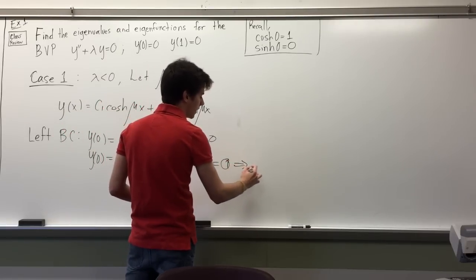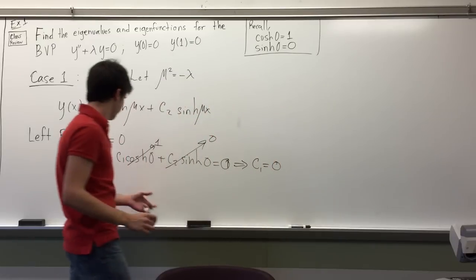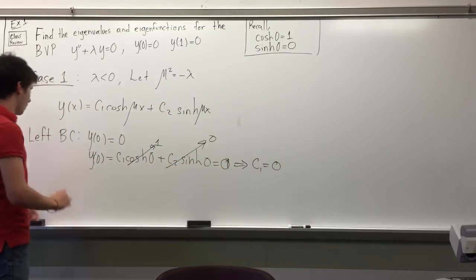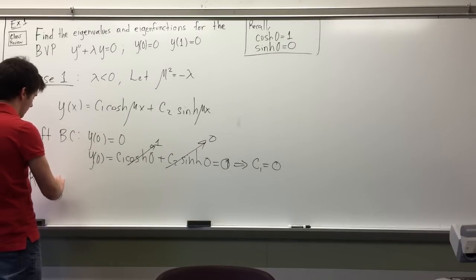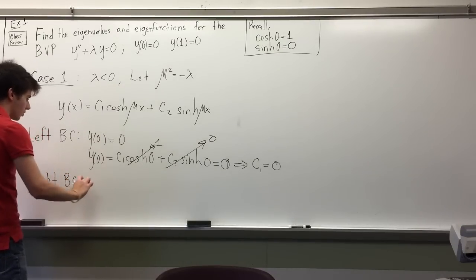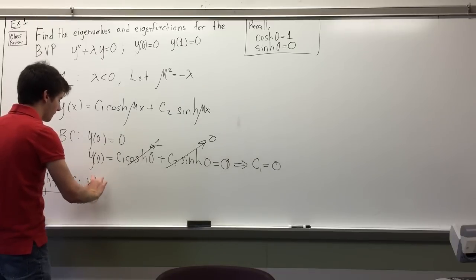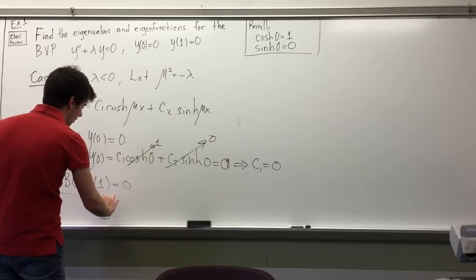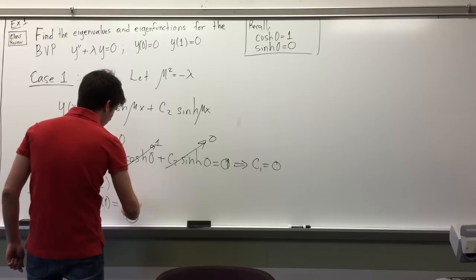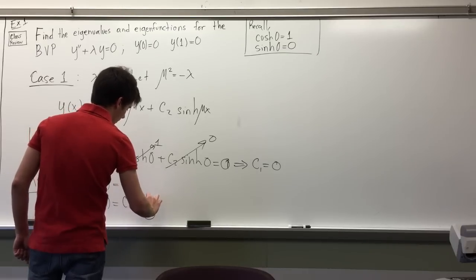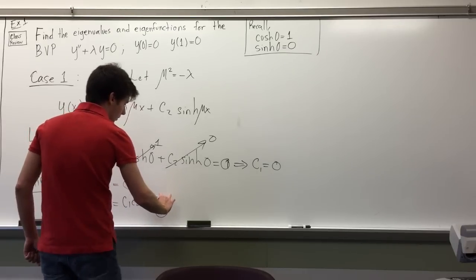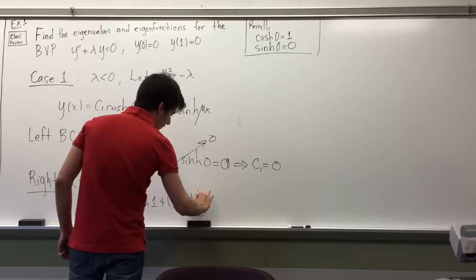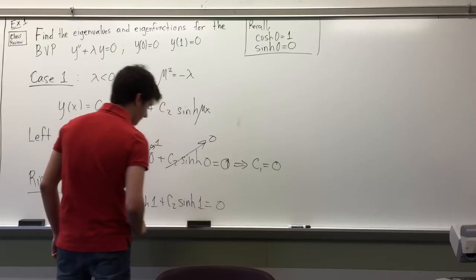So we can get that c1 is equal to 0, because 1 times c1 is equal to 0. But what about our right boundary condition? Our right boundary condition is that y of 1 is equal to 0. If we plug in 1, we're going to have c1 cosh of 1 plus c2 sinh of 1 is equal to 0.